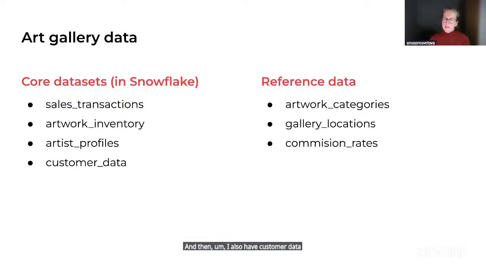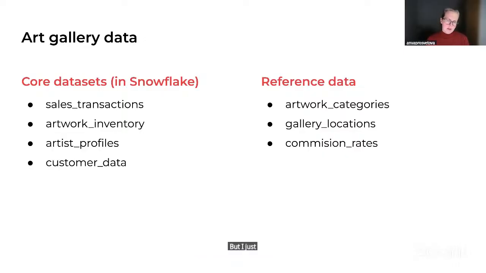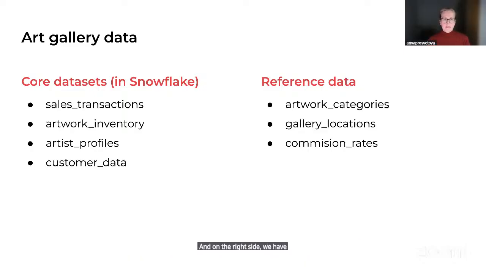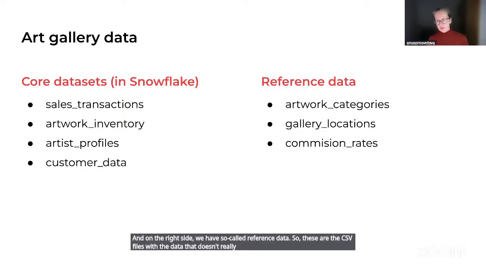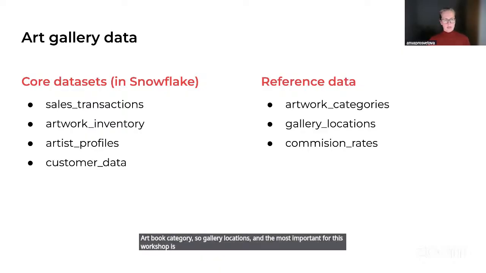We are not going to really use it in this particular workshop, but I just have it there if you want to expand the workflow afterwards and play around and see how you can integrate it into the pipeline. And on the right side, we have so-called reference data. These are the CSV files with data that doesn't really change that much, say artwork categories or gallery locations. And the most important for this workshop is commission rates.